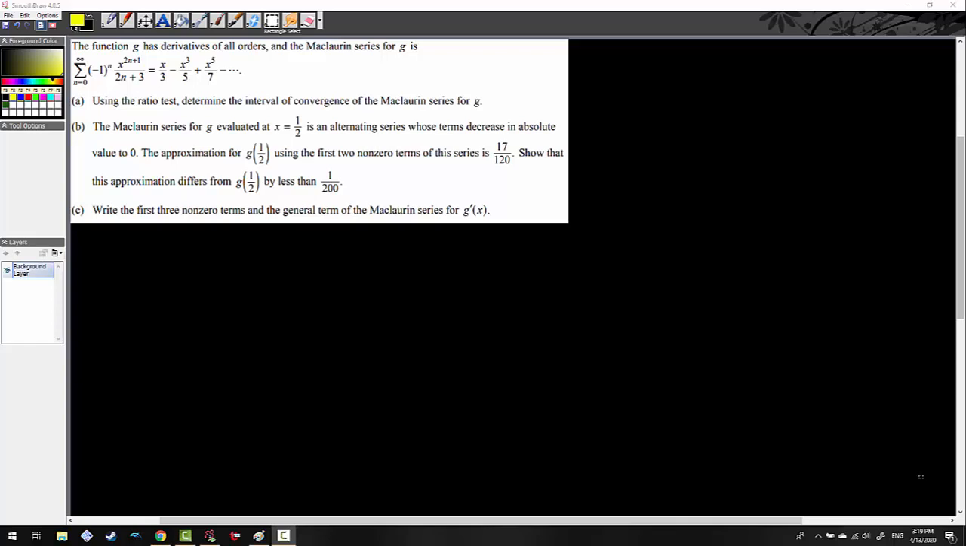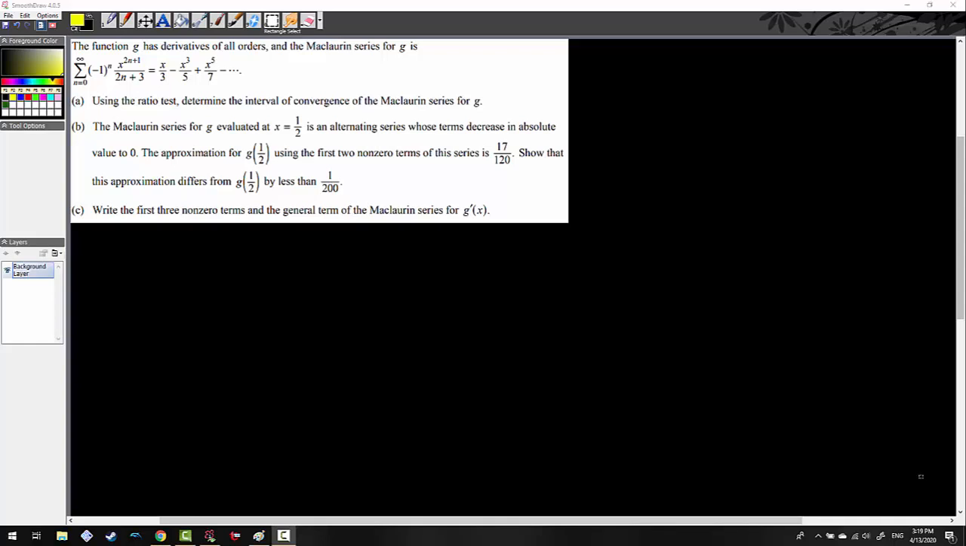In today's episode, we will be discussing the 2012 Calculus BC free response question number 6. This is a non-calculator free response question that reads, the function g has derivatives of all orders, and the Maclaurin series for g is the summation from n equals 0 to infinity of that expression. And there's only 3 questions.